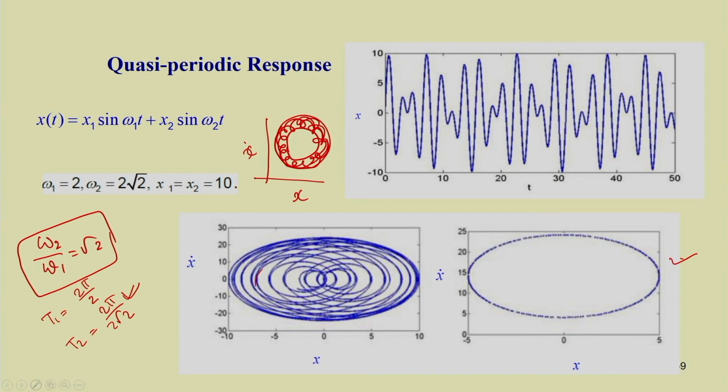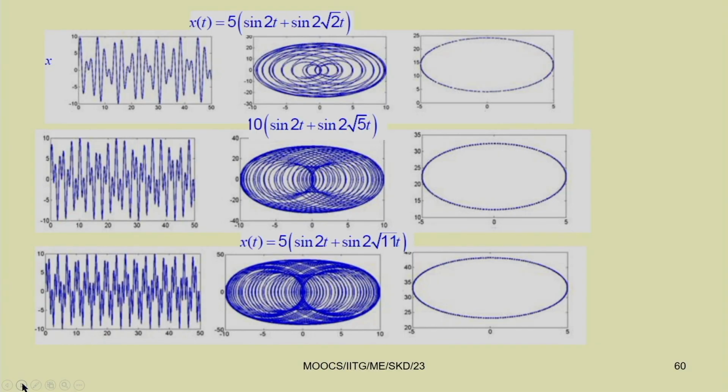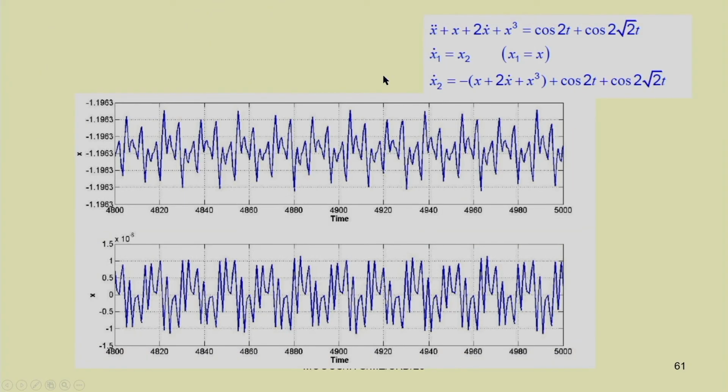Let us take another example. Here we have taken 2 and root 2, with x1 and x2 equal to 10. Similarly, we can take, for example, x(t) equal to 5 sin 2 t plus 5 sin 2 root 2 t. Similar curves we can get, and you can see this Poincare section between x and x dot. So, you can find this.